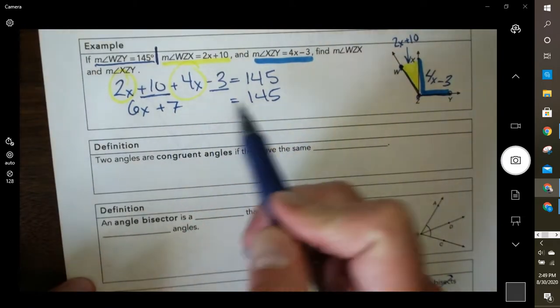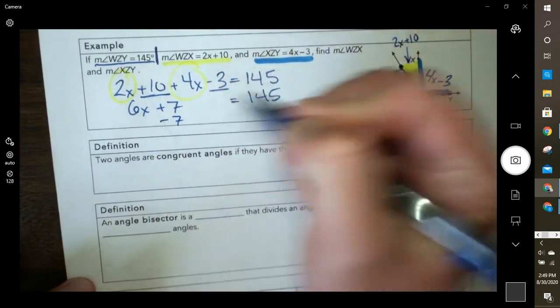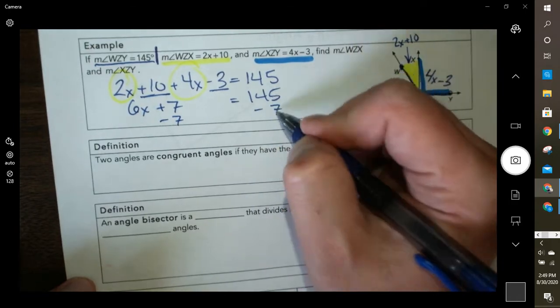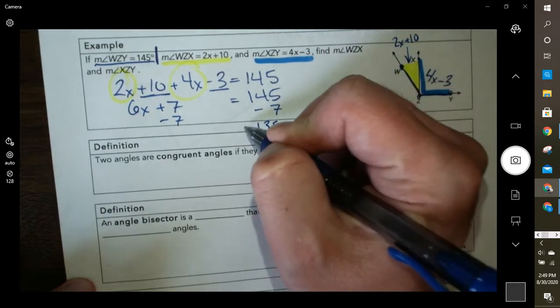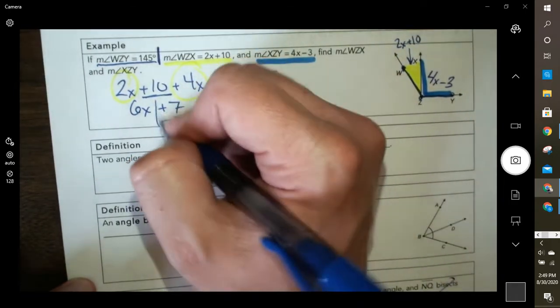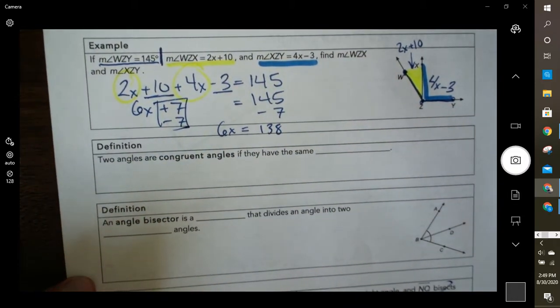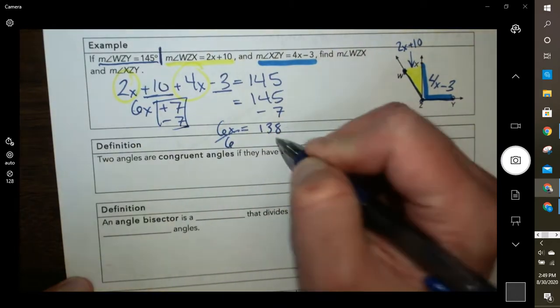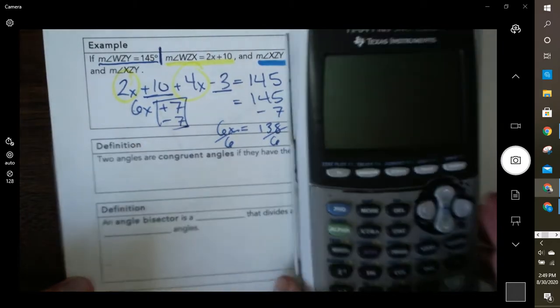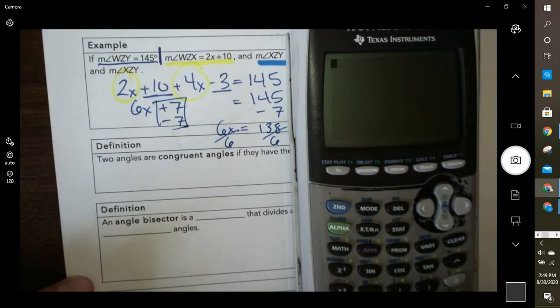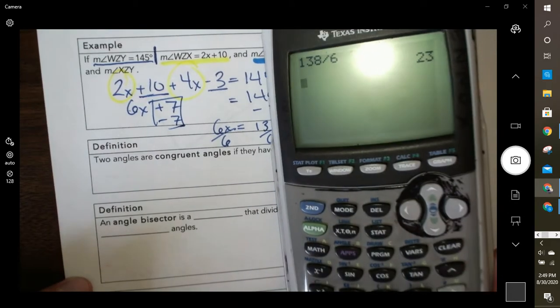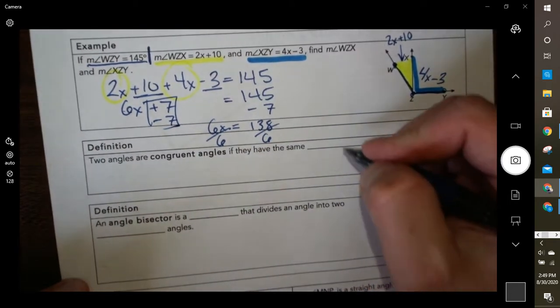Let's go ahead and do the opposite of plus 7, which would be minus 7 on each side. That gives me 138. And these zero out, leaving 6x. Last but not least, divide each side by 6. A little calculator help. And we got 23 for our answer.